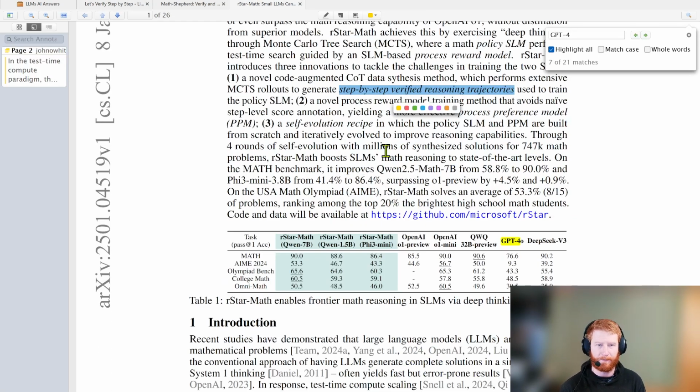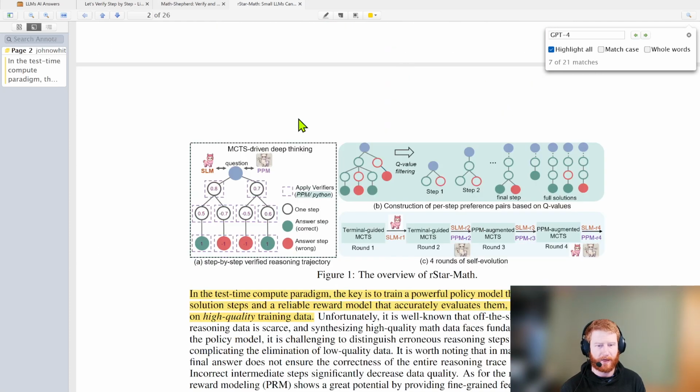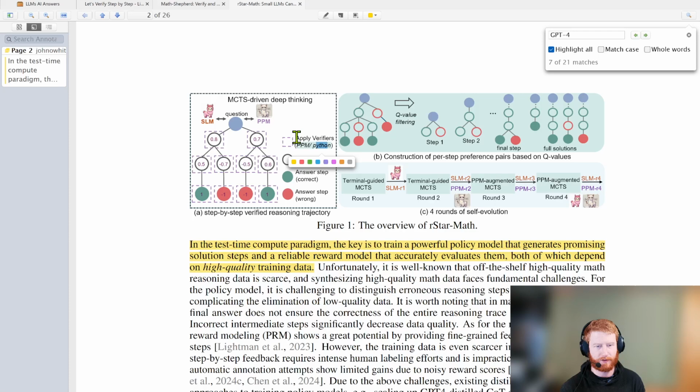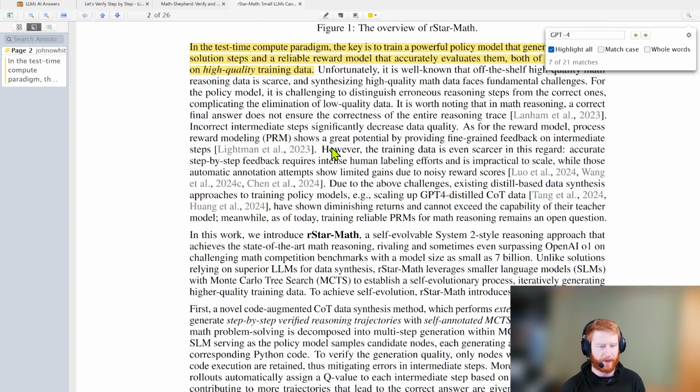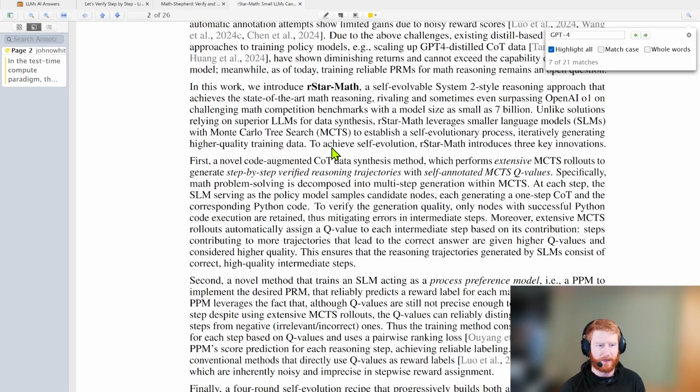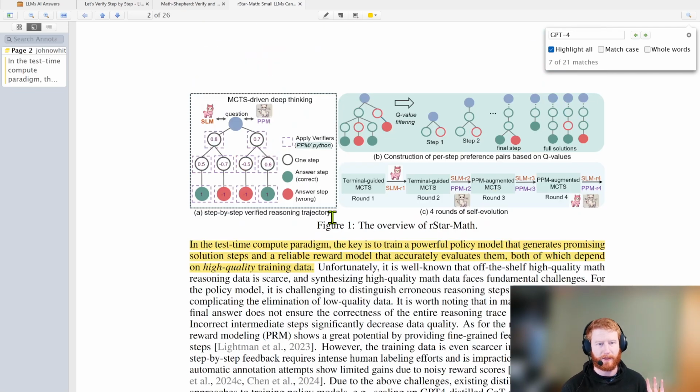They have code-augmented chain of thought. CoT is chain of thought data synthesis. And what that means is that the way they phrase their answers is to use Python. So when they say apply verifiers, we can use our reward model, but we can also use code. When they're generating these steps, they generate a piece of explanatory text and they generate Python code. One way that you can tell if a node is particularly bad is if that Python code doesn't execute. Then you can throw it away because that step is a dead end.